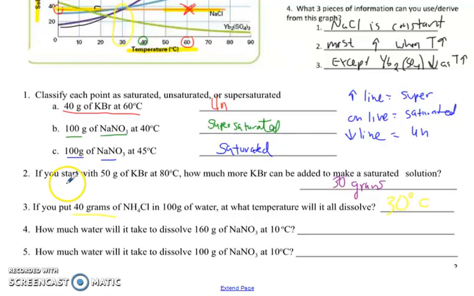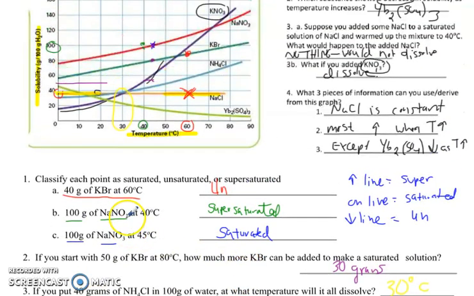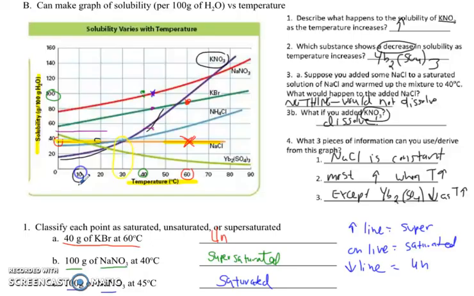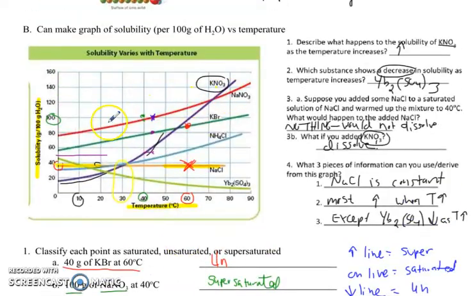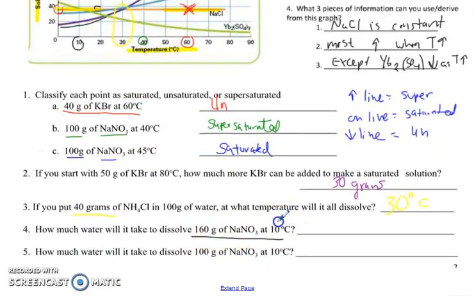How much water will it take to dissolve 160 grams of sodium nitrate at 10 degrees Celsius? So 10 degrees Celsius is right here. At 10 degrees Celsius, sodium nitrate can dissolve 80 grams. So at 10 degrees, 100 grams of water can dissolve 80 grams.